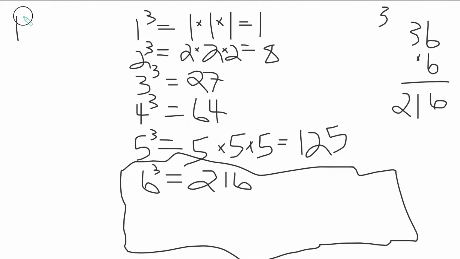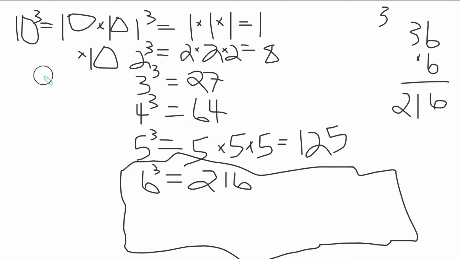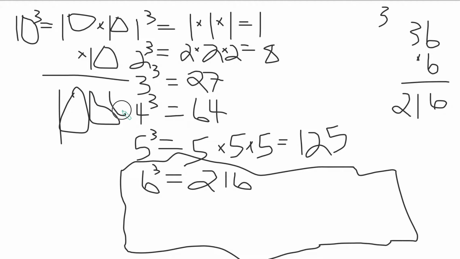The other ones you see a lot more often in your workbooks, homework, tests, etc. 1 cubed, 2 cubed, 3 cubed. And then 10 cubed is obviously 10 times 10 times 10, which is a 1 with the same number of zeros behind it. 1, 2, 3. So you get 1 with 3 zeros behind it. So it's going to be 1,000.